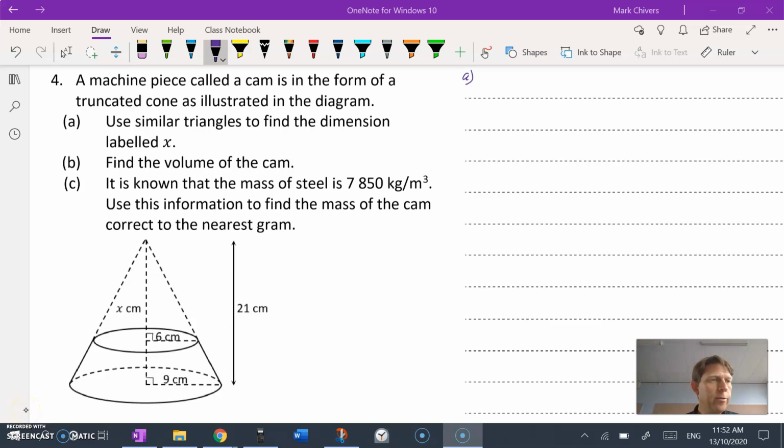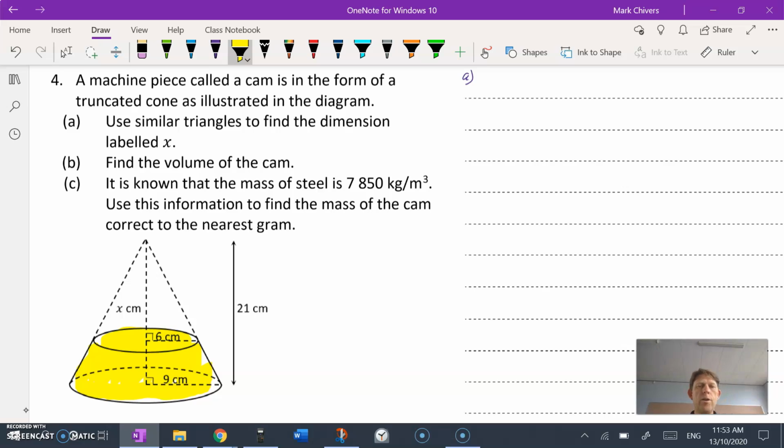Okay, in this video I'll be going through a few of those harder mathematical questions that I've put up for study for the HSC. So the first one here is question 4 in the hardest sheet. A machine piece called a cam is in the form of a truncated cone as illustrated in the diagram. The part that actually makes up the volume of this is this section down here. That's our actual object there.